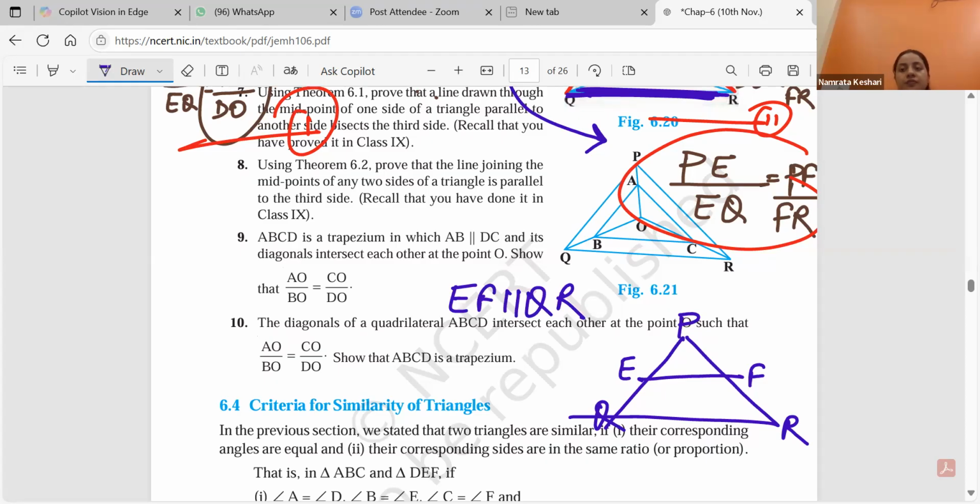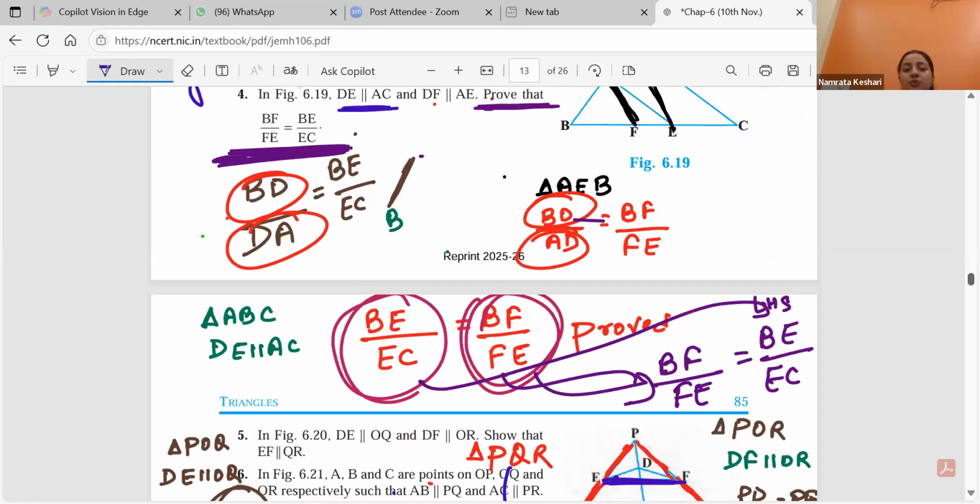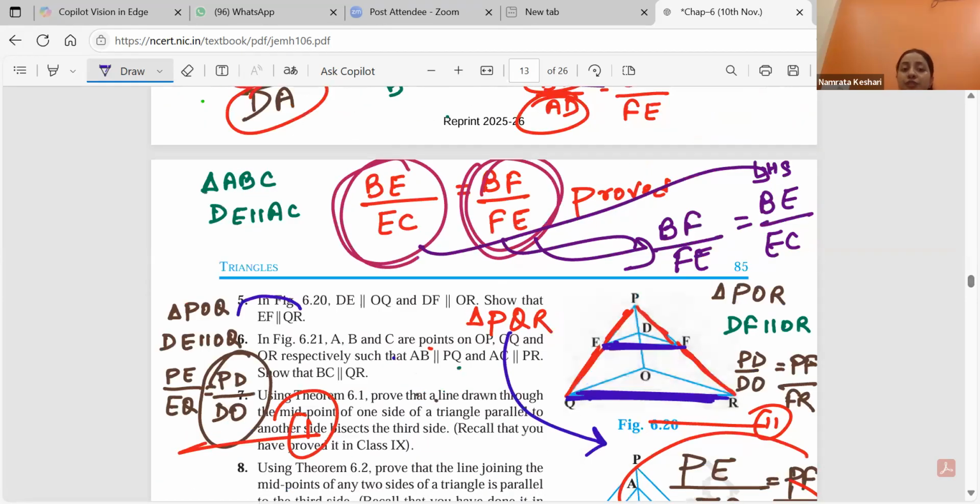Yes, ma'am. And that's what we are supposed to prove over here: that EF is parallel to QR. So the ratio which you have obtained by doing the comparison, that ratio is helping you say that EF is parallel to QR. But yeah, in brackets you need to write that you are saying this by using the converse of basic proportionality theorem. Is it clear to all of you?